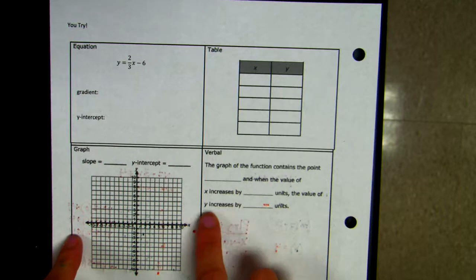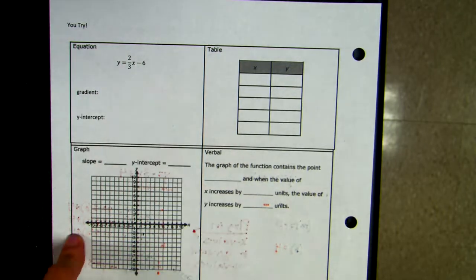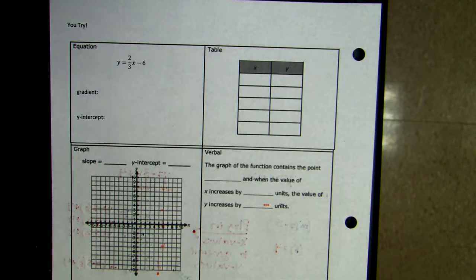What I want you to do next is try this problem on the back. It is exactly what we just did, but with a new equation. So take about 5 to 10 minutes to work on that. Your time starts now.